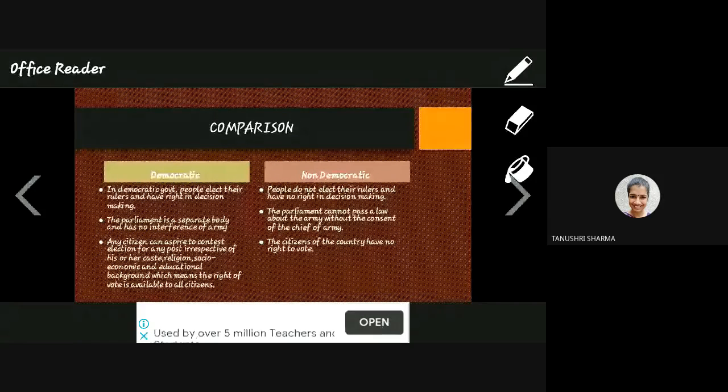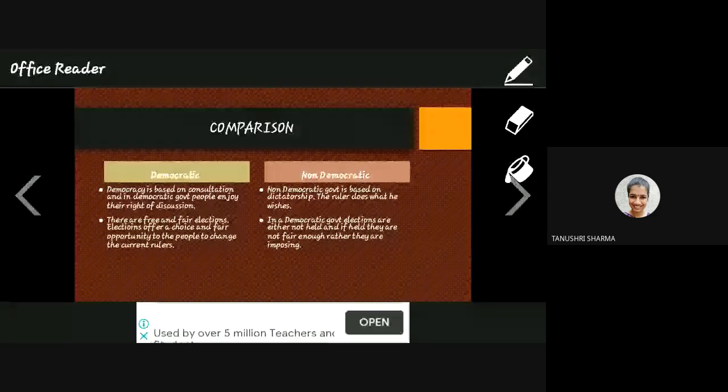Comparison. Democratic government: people elect their rulers and have a right in decision making. The parliament is a separate body and has no interference of the army. Any citizen can aspire to contest elections for any post irrespective of his or her caste, religion, social, economic and education background, which means the right to vote is available to all citizens. Non-democratic government: people do not elect their rulers and have no right in decision making. The parliament cannot pass a law about the army without the consent of the chief of army. The citizens of the country have no right to vote.